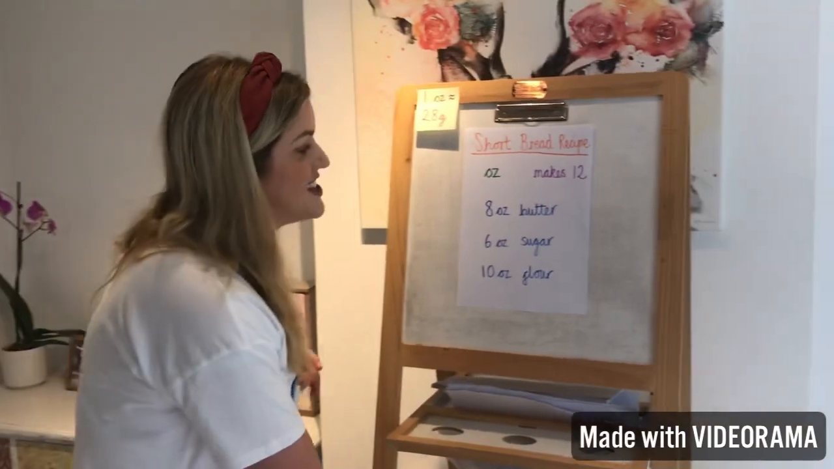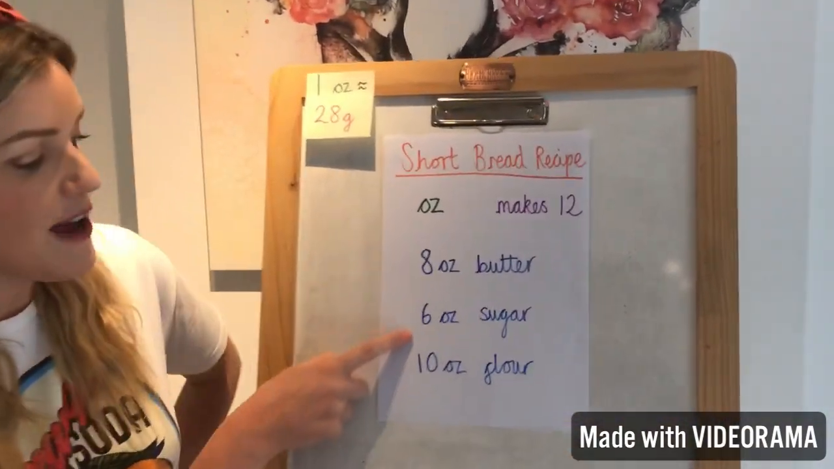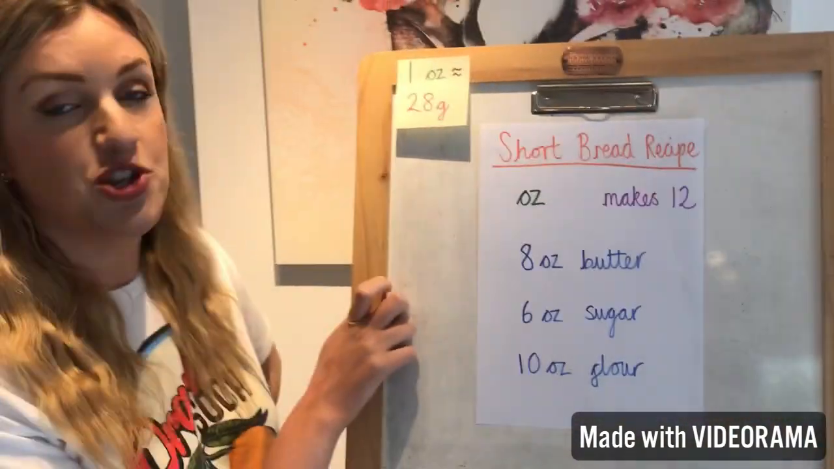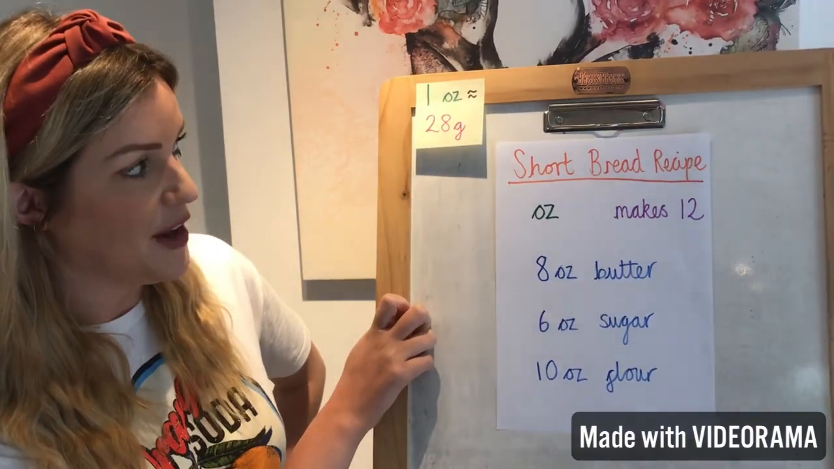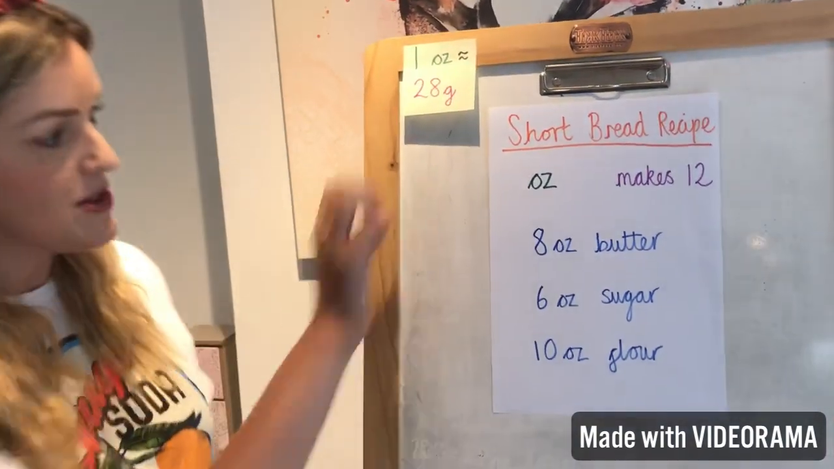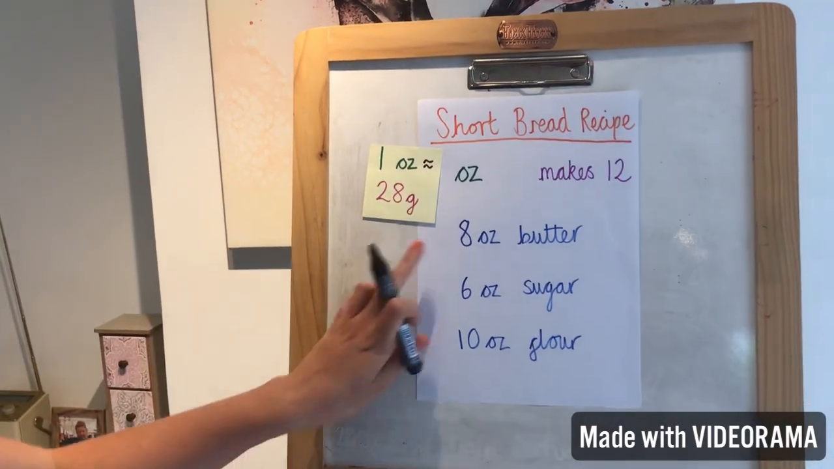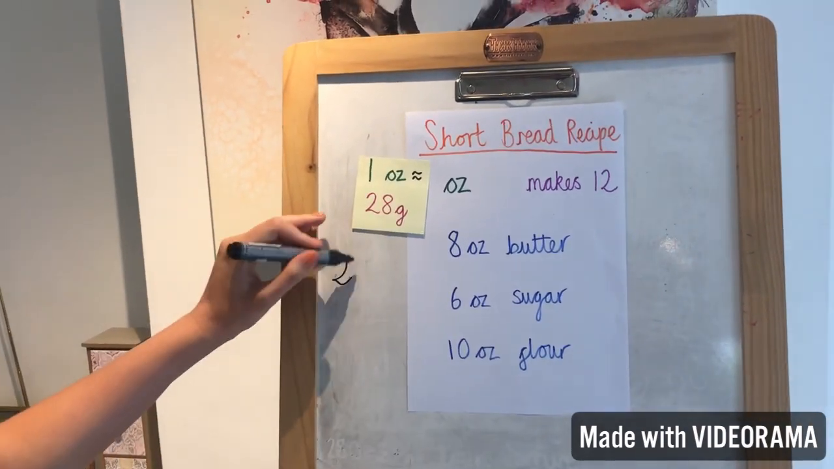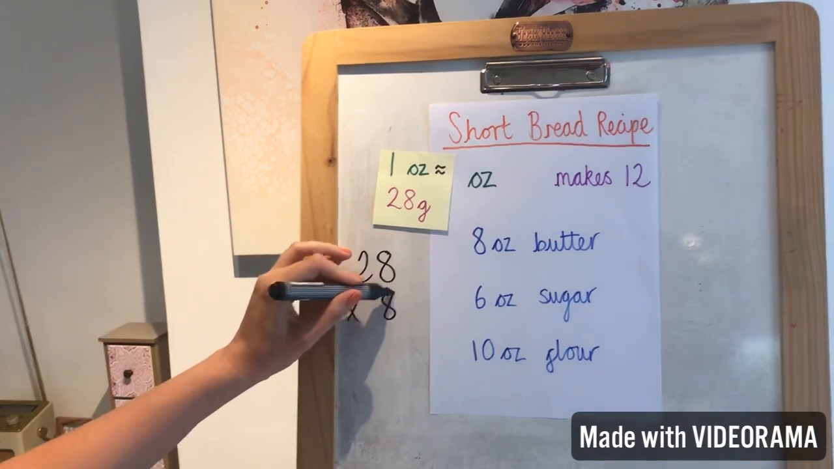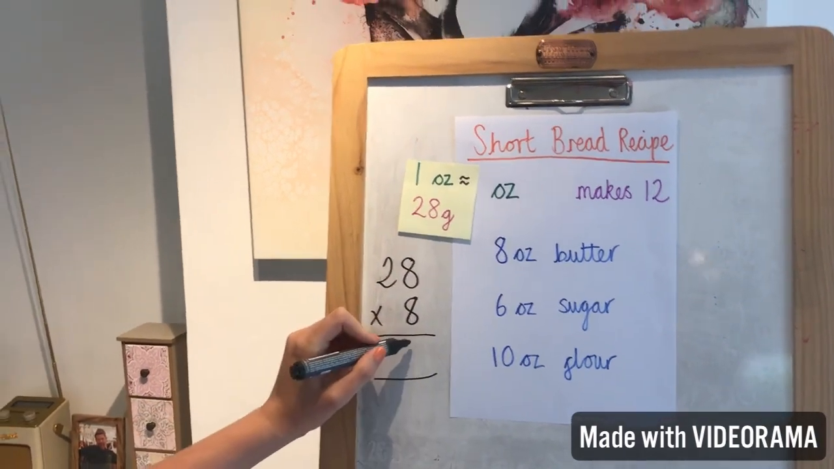So I need to convert these ounces into grams. Okay, so 8 ounces. I know what 1 ounce is. So 8 ounces is going to be 28 times 8.